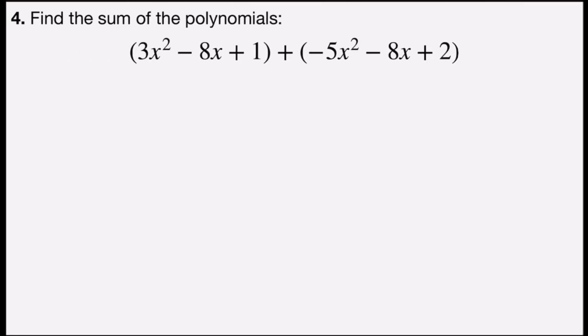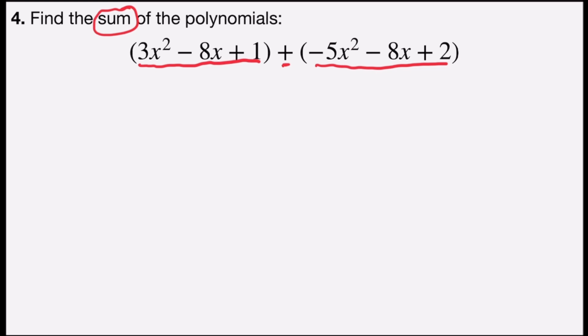Problem number 4 says find the sum of the polynomials 3x squared minus 8x plus 1 plus negative 5x squared minus 8x plus 2. And so I have two polynomials in this problem. Both of those are trinomials, which means there's 3 terms in them. And I want to find the sum, and so we see the addition sign in between. And this problem is really about combining like terms.